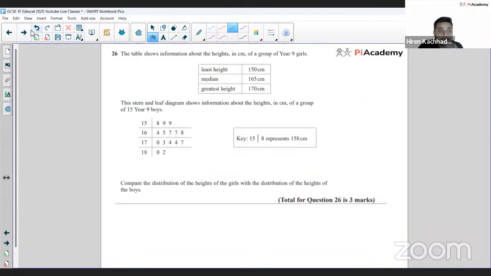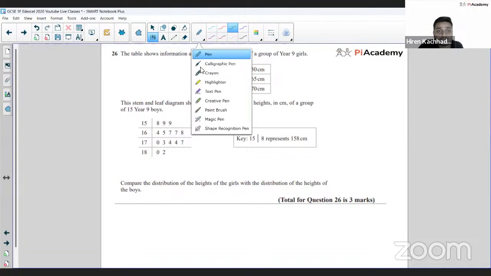Excellent performance. Let's have question number 26. As I am mentioning, we are solving just selected questions. If you want the full-length solution, then please visit our website, and over there you will get many papers. You will get all the past paper questions and you can solve each and every question.